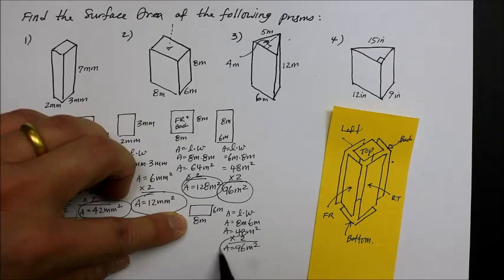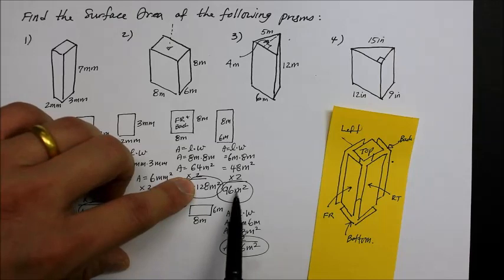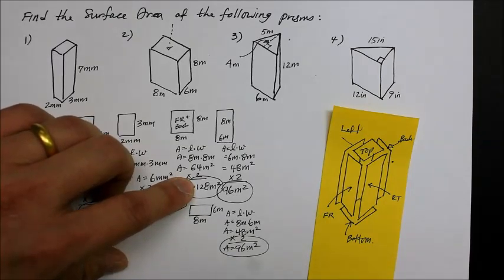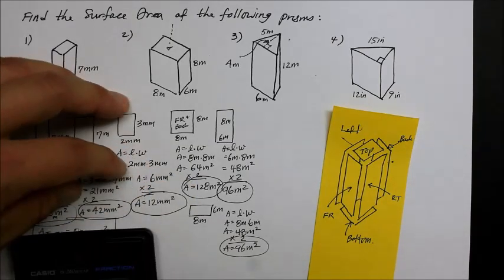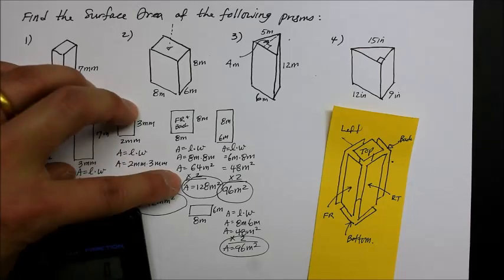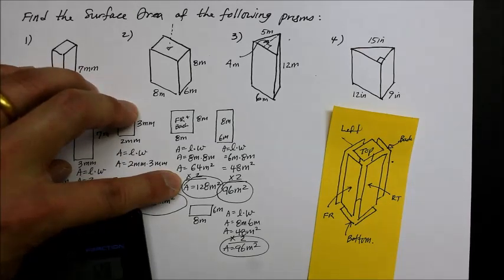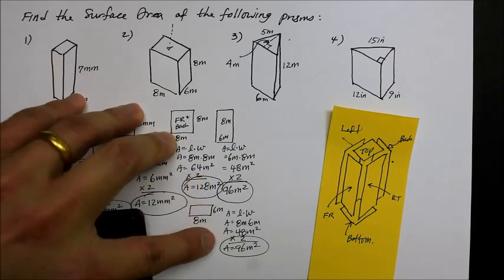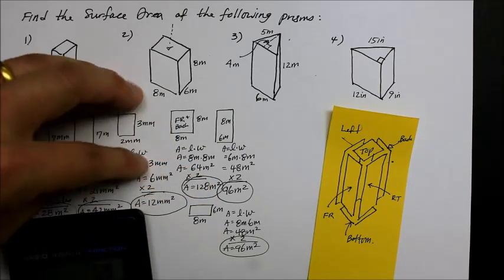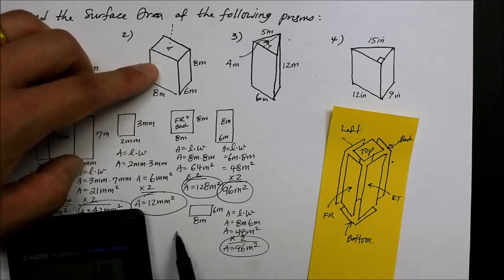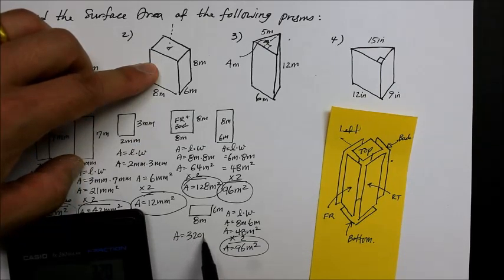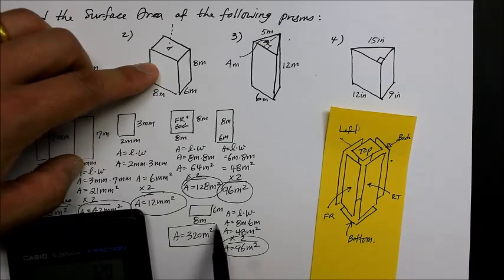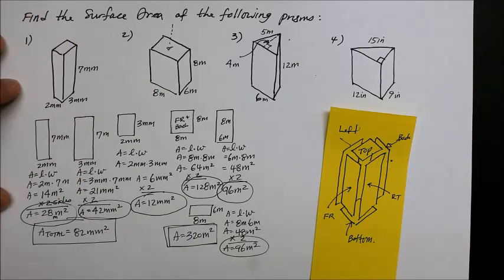So what do I do with these two areas and these two areas and these two areas? I add them all together for a total surface area. So we go 128 plus 96 plus 96. The total surface area for this is going to be 320 square meters. There it is.